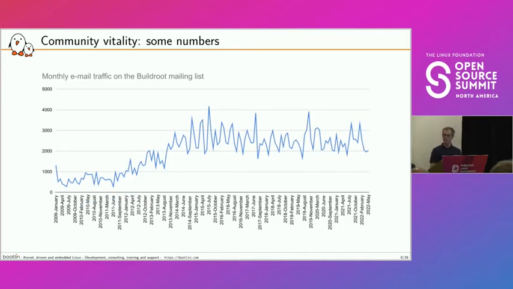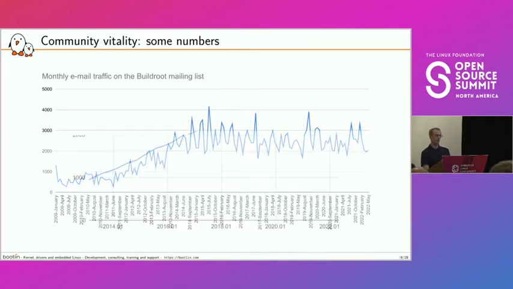Traffic on the mailing list says pretty much the same thing, right? Since 2014 or so, we've been pretty much stable in the number of emails on the mailing list. There is pretty heavy traffic. We use a contribution model similar to the Linux kernel. So all the patches are posted over email to the mailing list. They get reviewed there. Some people will call that old style. Some people will call that good style contribution model, depending on the perspective. But that's the one we use, which also explains the traffic on the mailing list because lots of discussion takes place over email. But yeah, pretty stable traffic on the mailing list, which reflects the activity of the project.